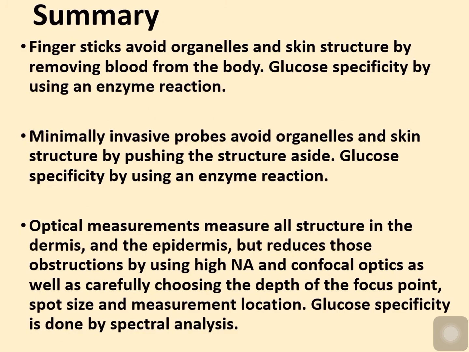Optical is tougher. Optical is going to see all that structure, but you can play with the optics quite a bit, changing the numerical aperture, and you can do something called confocal, which reduces its collection area to avoid light from the epidermis. You can also choose where on the skin you're going to measure. The skin is different all over the body, and so, for example, there are places of the skin that have very few hair follicles compared to other areas, so that would be a wise choice. As far as glucose specificity, well, you can't separate it with an enzyme chemically, but you do it mathematically by analyzing the spectrum that comes from the light and separating it out that way.